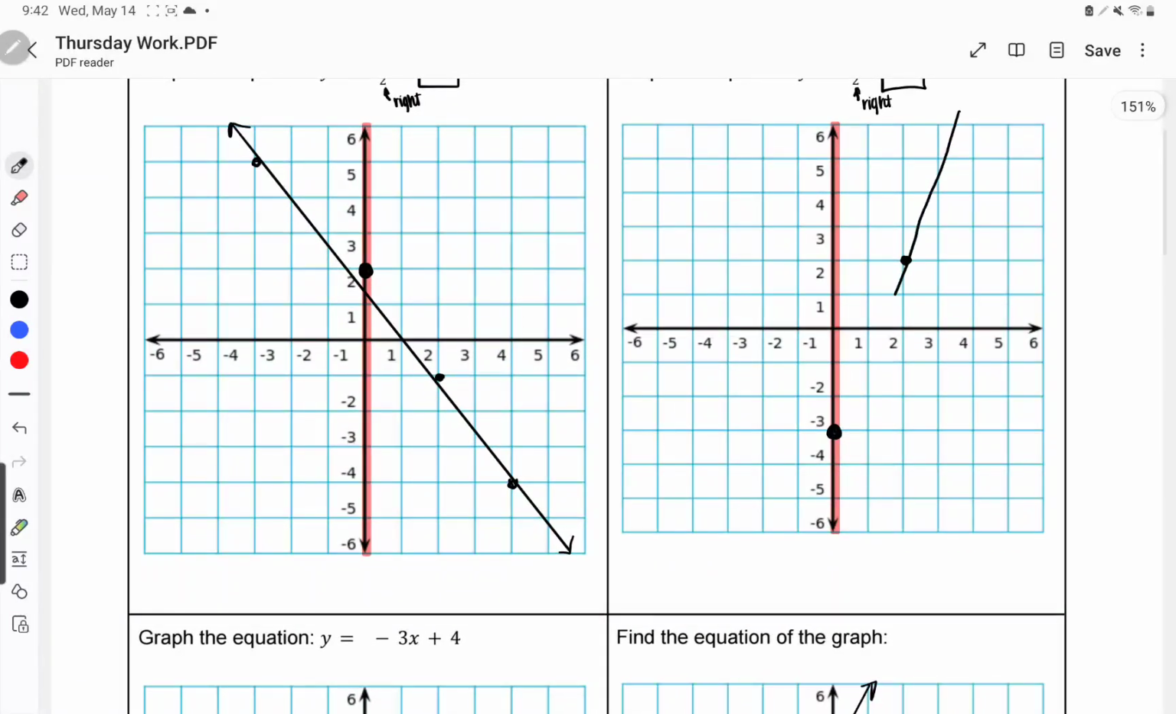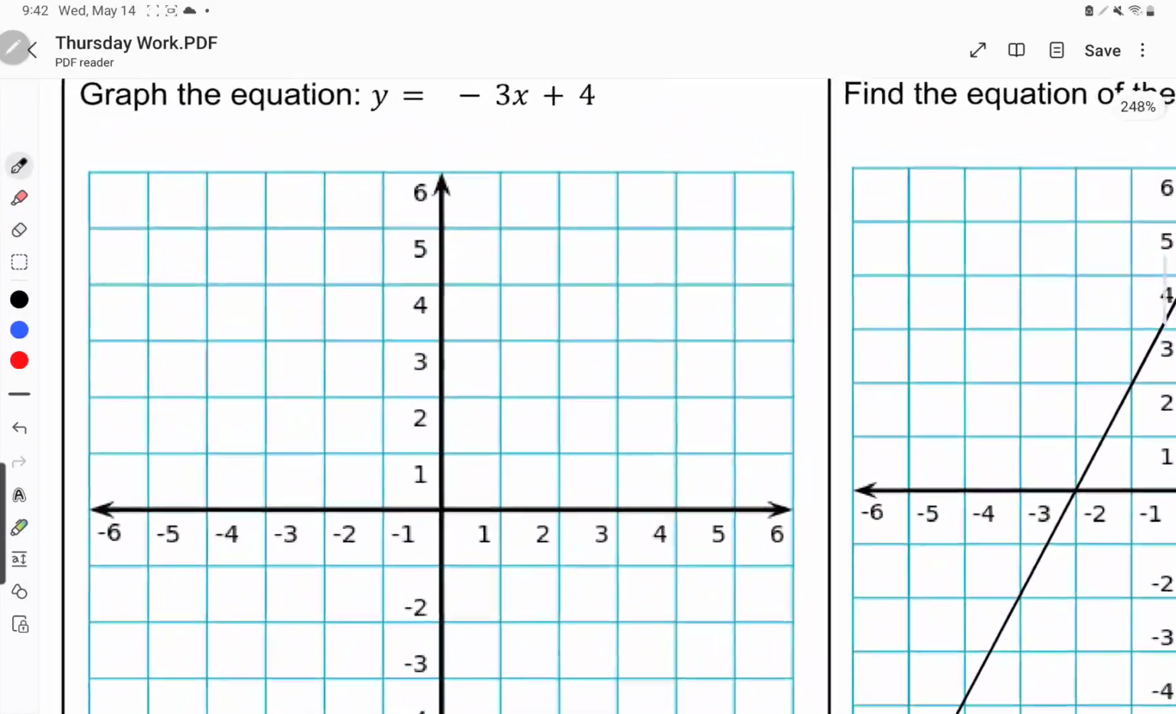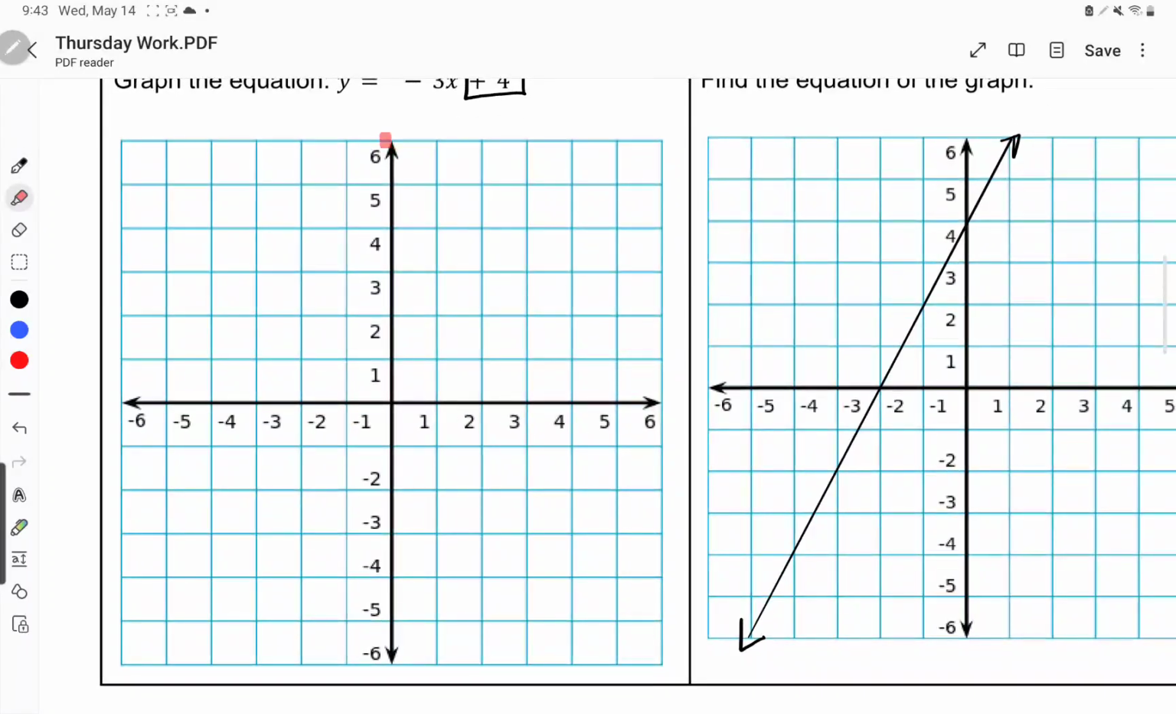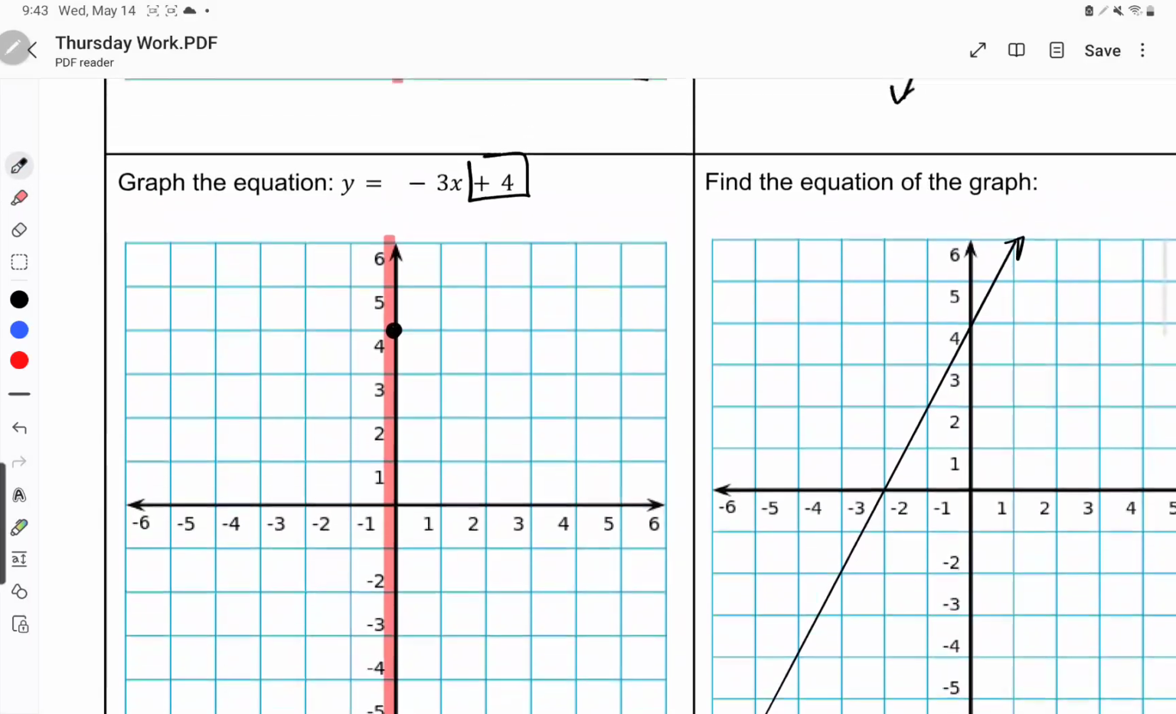And then we'll do our best to connect those points. That actually ended up going pretty well. Okay. What is the first thing I graph? I graph the +4. Where do I graph that +4 at? On my y-axis. So +4 is above our origin. So we'll do that right there.